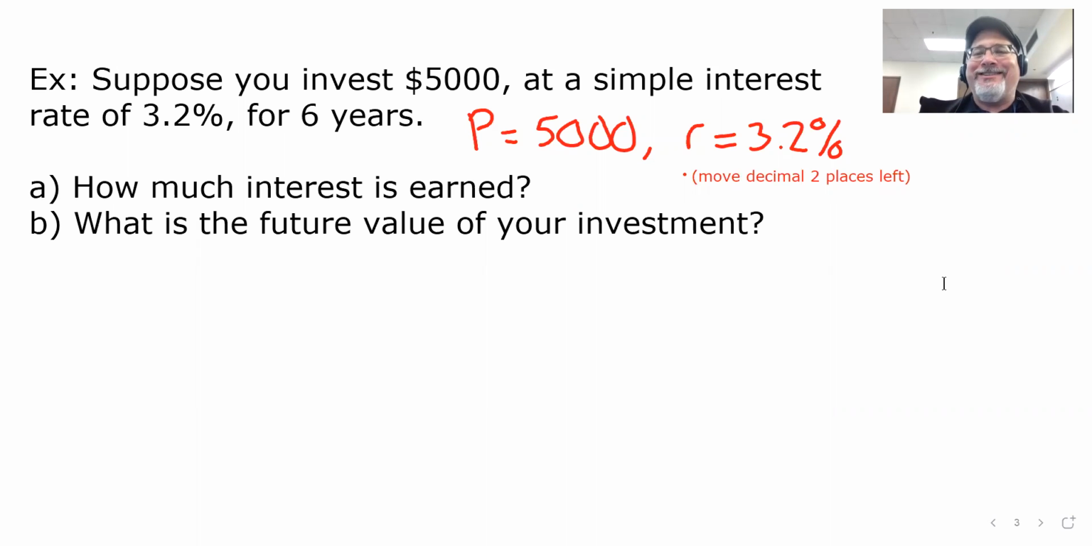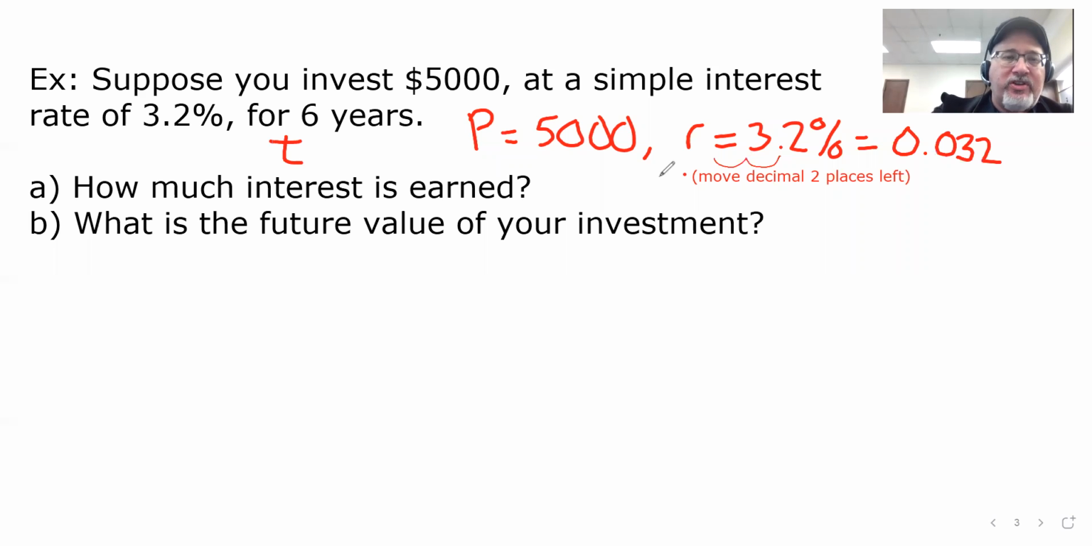Now, there's only 1 digit to the left of this decimal. And if you need to move the decimal place 2 places over, then you just have to put an extra 0 in. So again, if I'm going to move this decimal 2 places to the left, I'm going to have to introduce an extra 0 in front. And so as a decimal, 3.2% is 0.032. Now, it's not necessary to put the 0 on the left of the decimal. That's just a personal preference of mine. And our time is 6 years, so T is equal to 6.